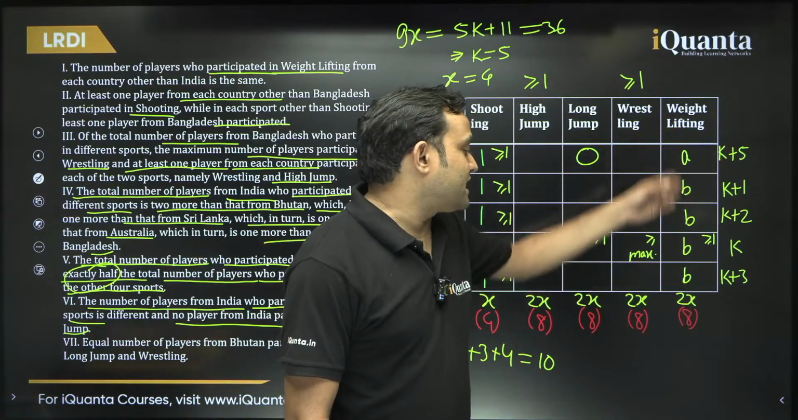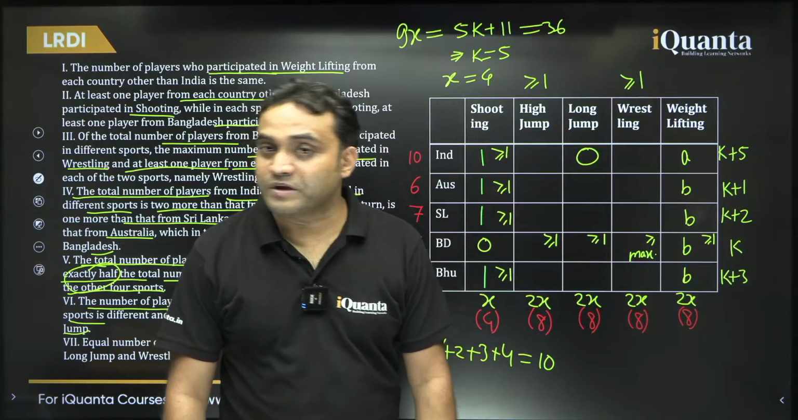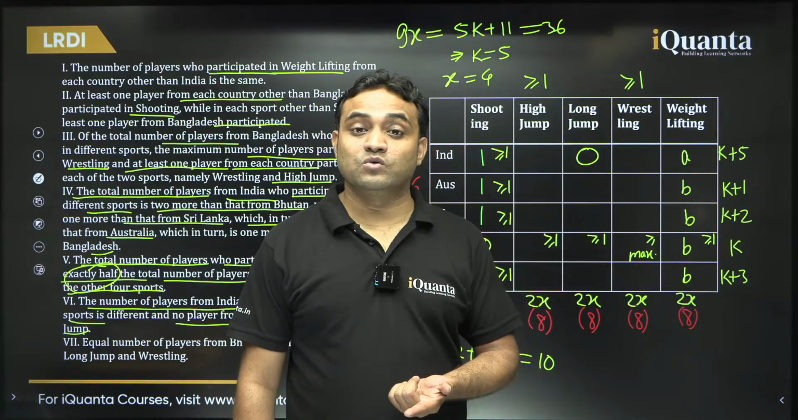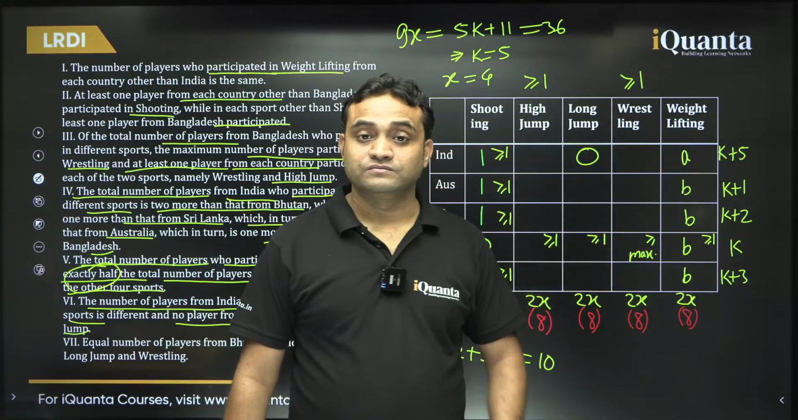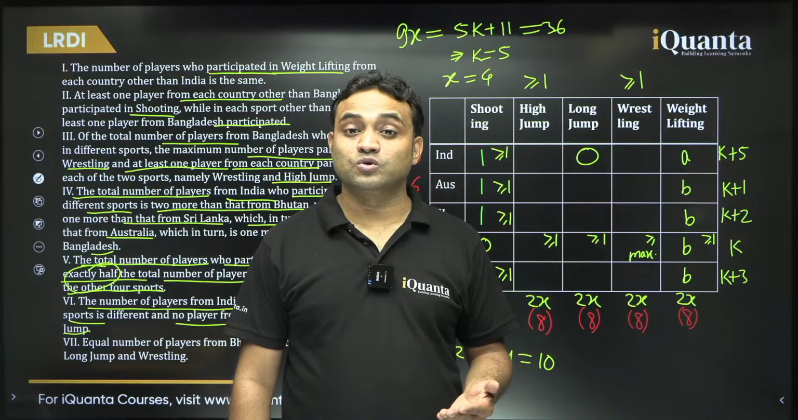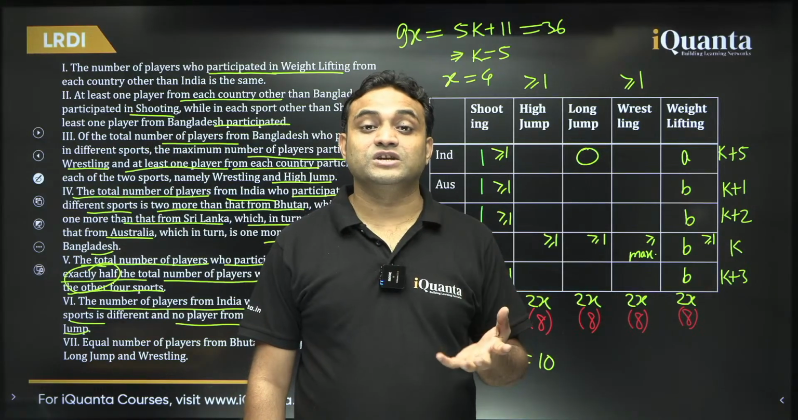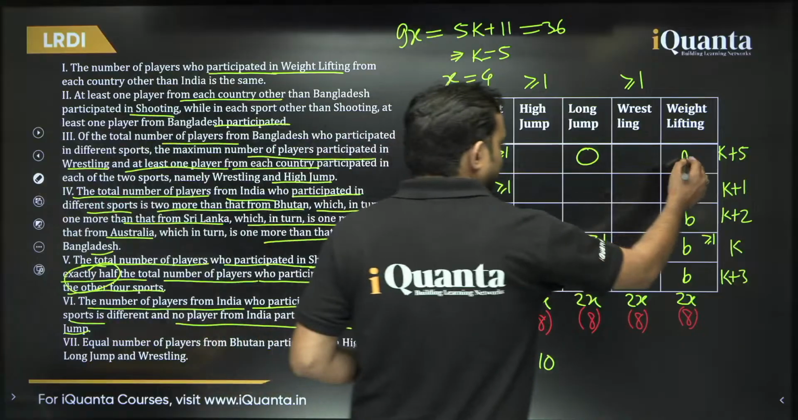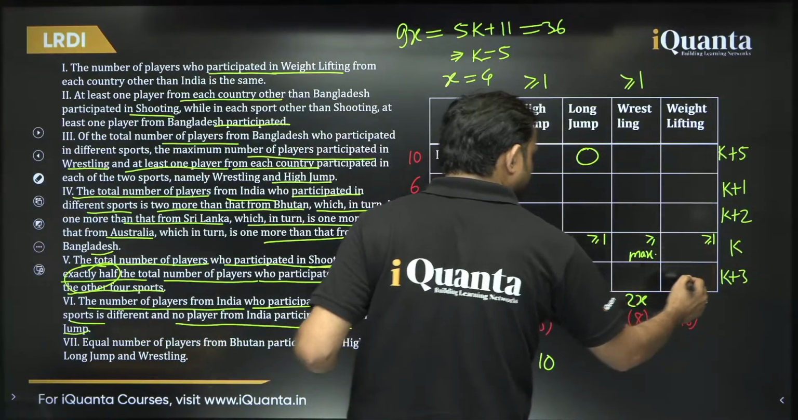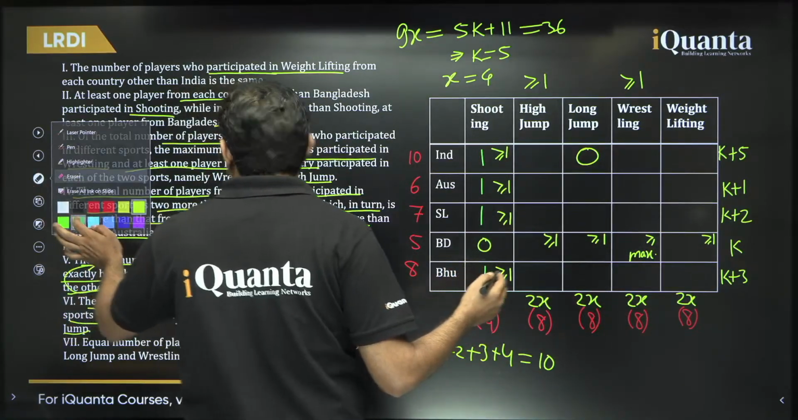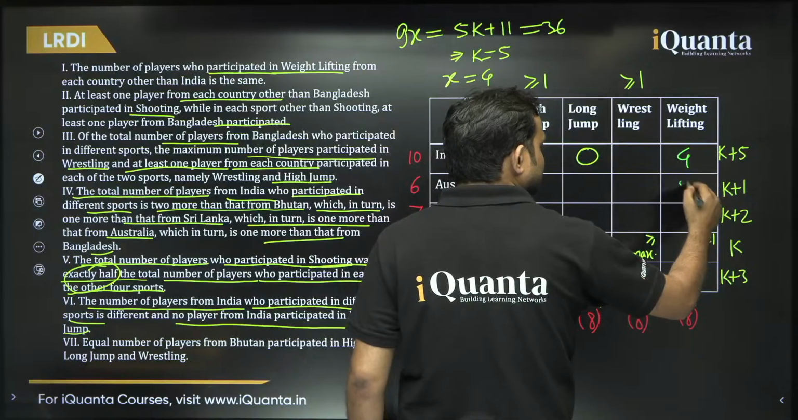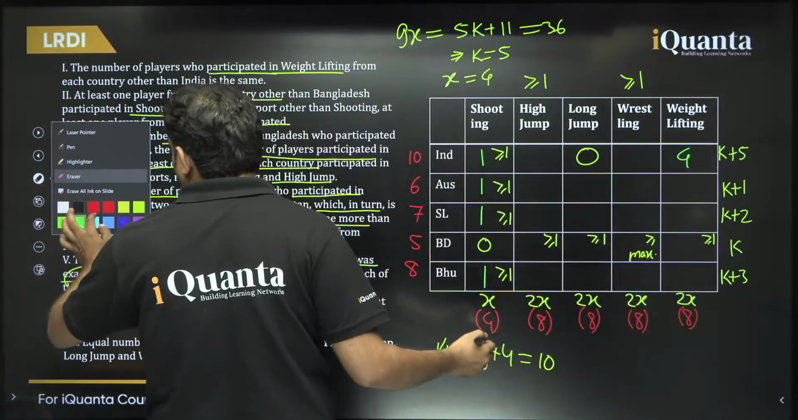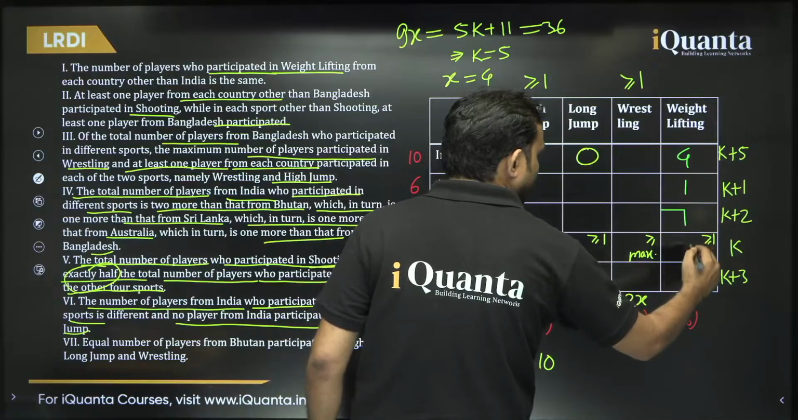4B plus A should be 8. Now if I take B equal to 1, A will be 4. But if I take B equal to 2, A will be 0, which is not possible. So A will be equal to 4, and all the values will be 1, 1, 1 and 1.